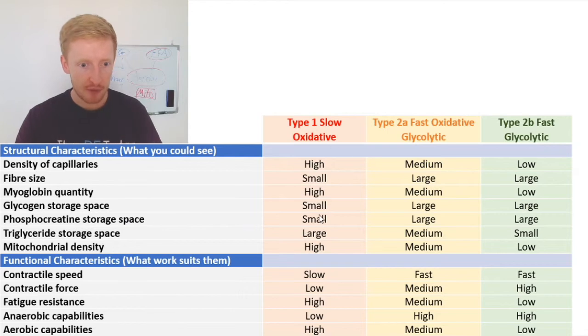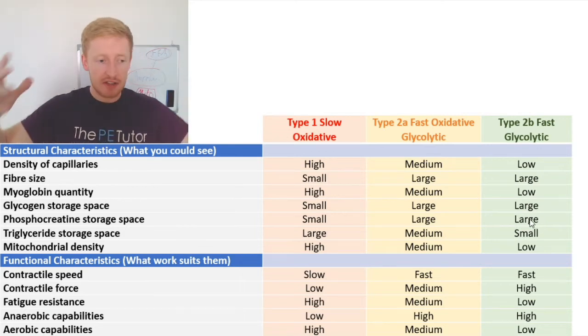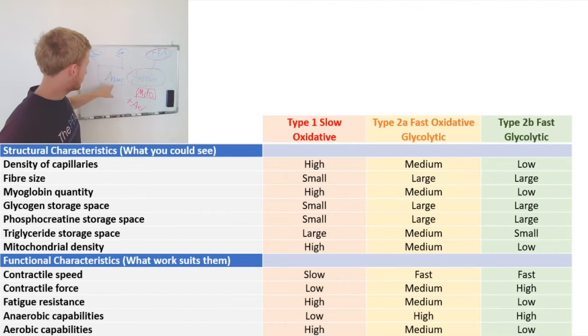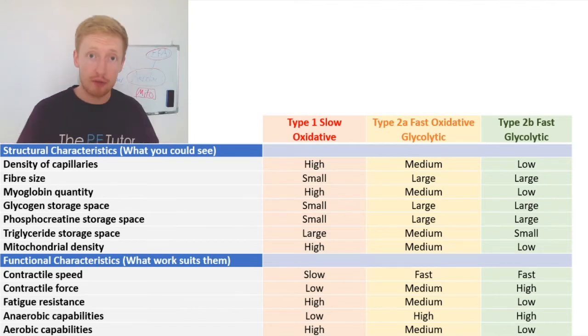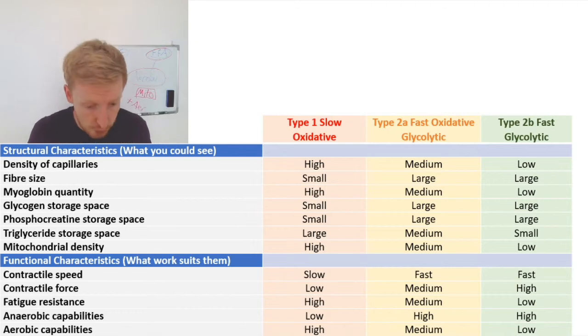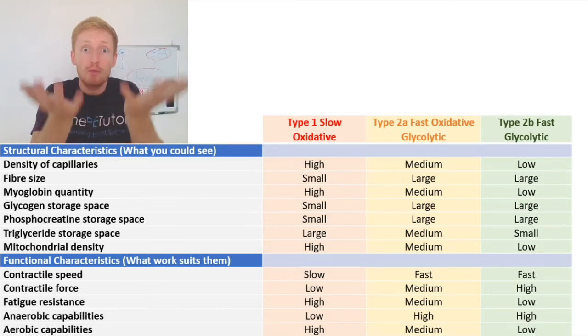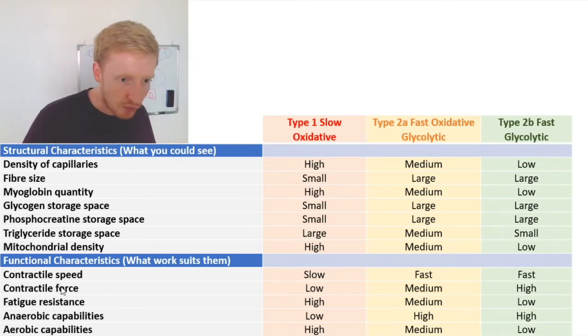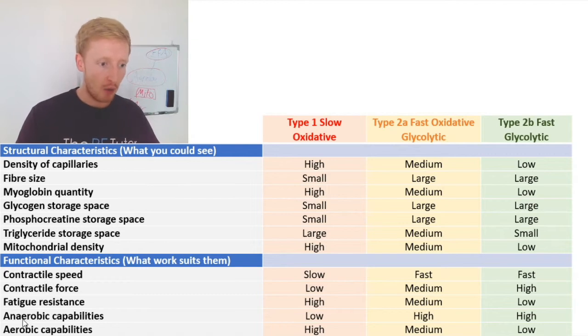Well, slow oxidative muscle fibres have small amounts of PC storage space, whereas type 2 fast glycolytic have large phosphocreatine storage space. How does that affect our function? How does it affect our performance? Well, if we haven't got as much phosphocreatine, then we're not going to be exercising anaerobically. If we've got lots of phosphocreatine space, then we can replenish the stores to a large volume and we can break them down for a little bit longer. How's that going to look? What's the functional characteristic going to be as a result of that? Well, anaerobic capabilities. Look at that.